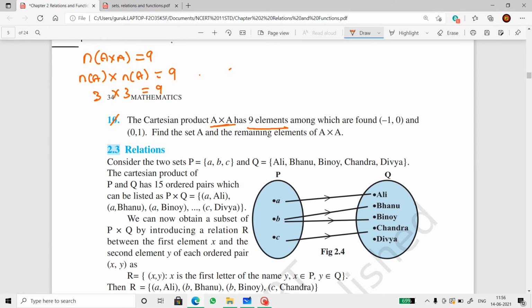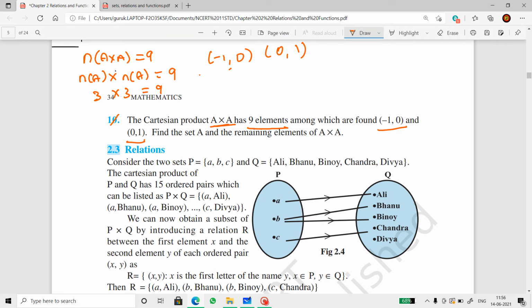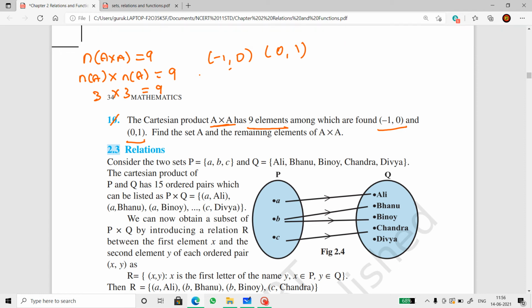Some of the ordered pairs found here are (-1, 0) and (0, 1). Now tell me, where are these elements coming from? They're coming from the A set, isn't it? Right? So the first elements are coming from the A set, and the second elements are also part of the A set here because it's A crossed with A. So the elements in A are -1, 0, 1. Correct?